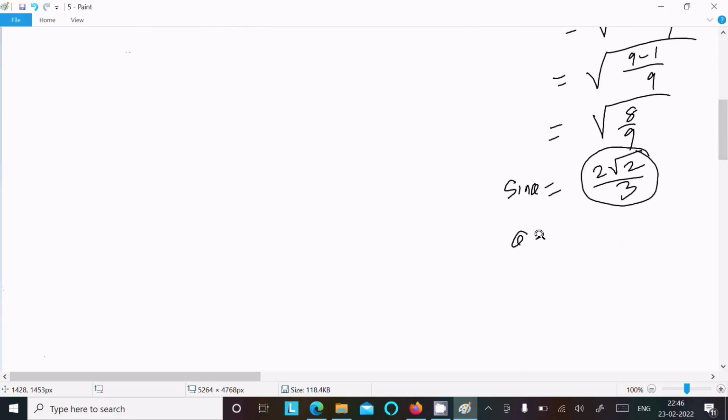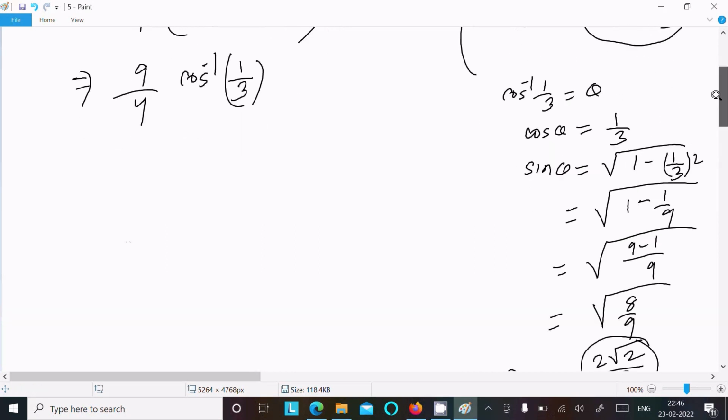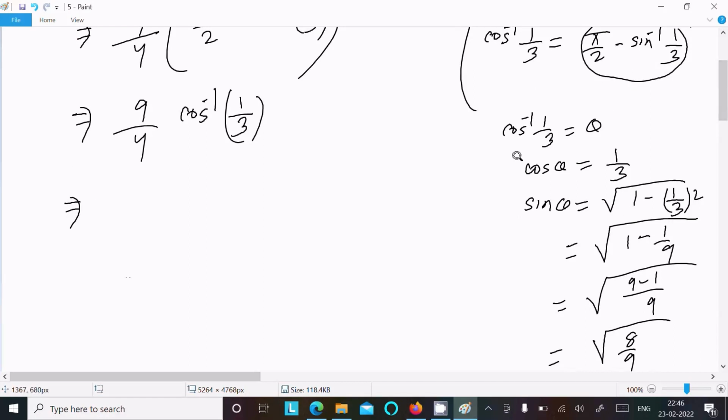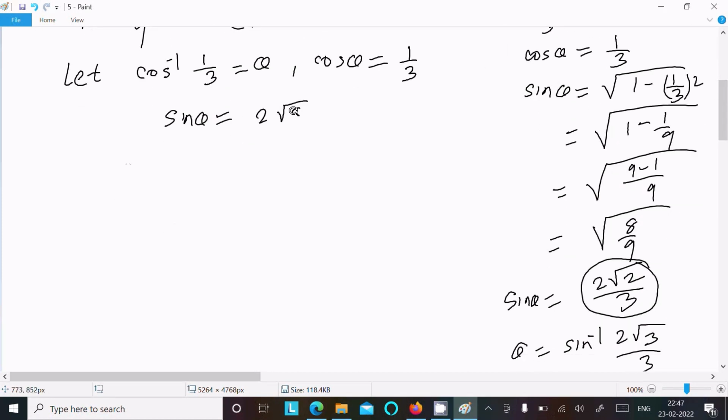Now we need to get the theta value, so theta is sine inverse 2 root 2 by 3. So cos inverse x equals this, and after calculating in the form of sin theta, that is sine inverse 2 root 2 by 3. If you want, you can write everything in this place. Let cos inverse 1 by 3 equal theta. Then cos theta equals 1 by 3, then sin theta comes to 2 root 2 by 3. Then the theta value is sine inverse 2 root 2 divided by 3.